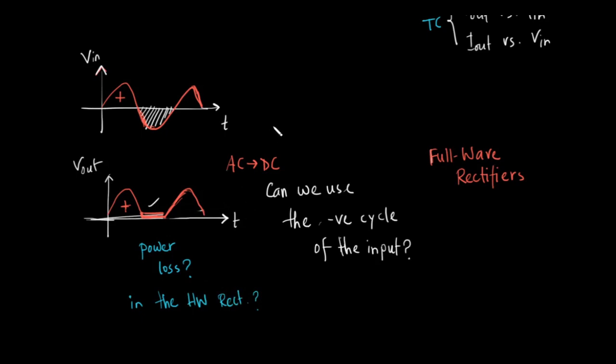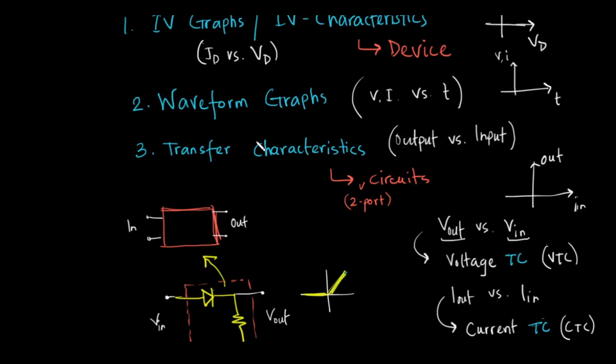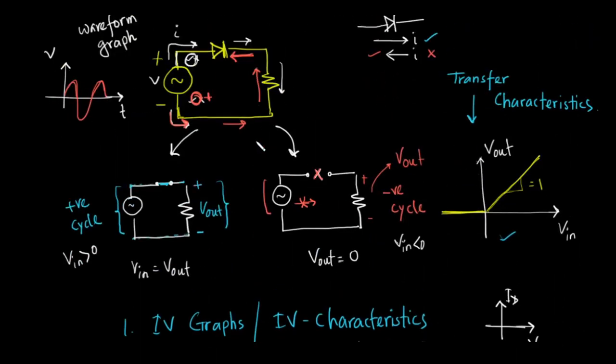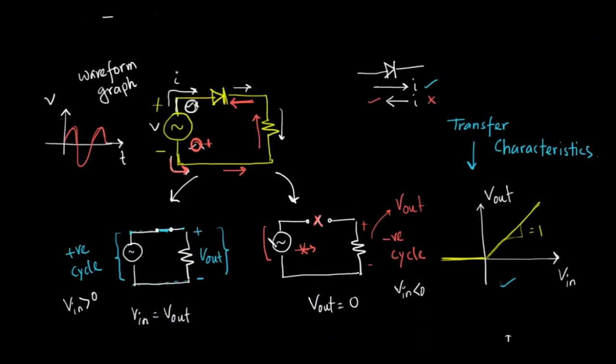Actually, there is no power loss in this circuit. You see why? Let me show you. During the negative cycle, we have some voltage V in the input. But is any current flowing through the circuit during the negative cycle? What is the value of the current I? Well, since this is an open circuit, the current is 0.